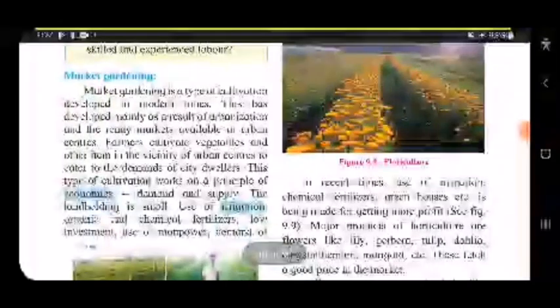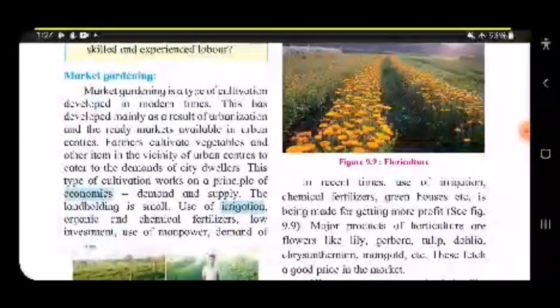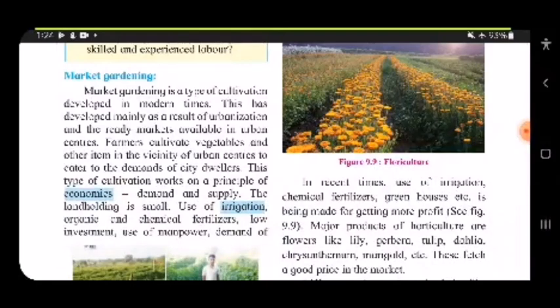Now next let us move on to market gardening. Now this is a small scale production. Okay, market gardening is a type of cultivation developed in modern times. This has developed mainly as a result of urbanization and the ready markets available in urban centers. Farmers cultivate vegetables and other items in the vicinity of urban areas to cater to the demands of city dwellers.